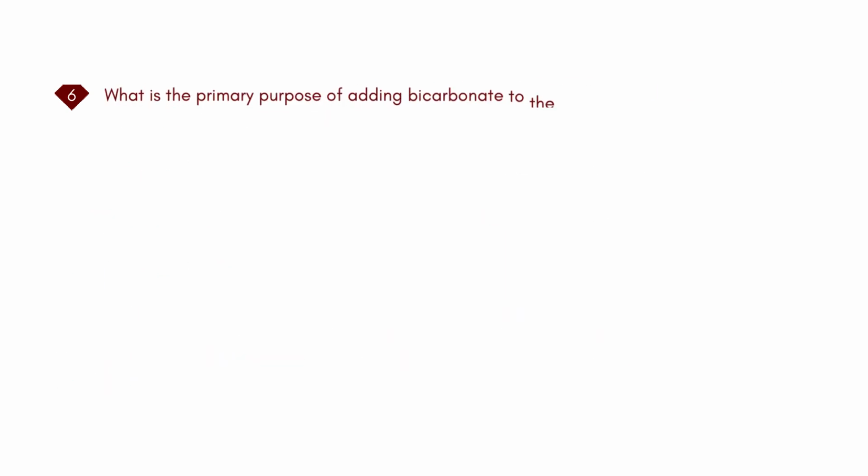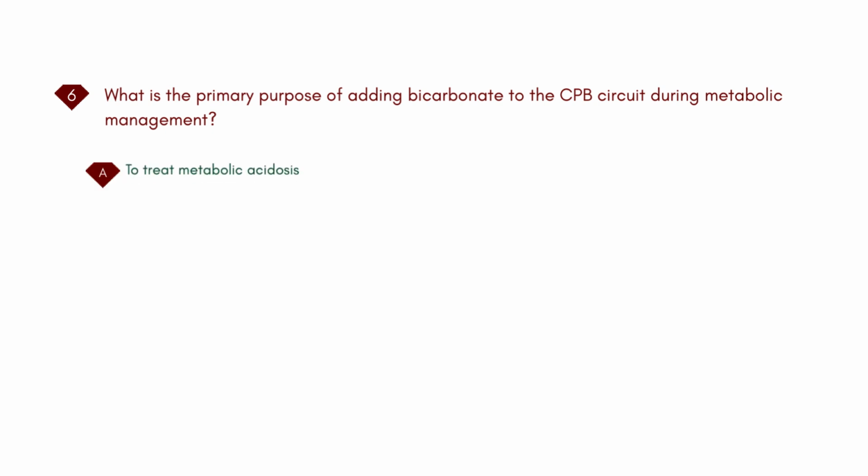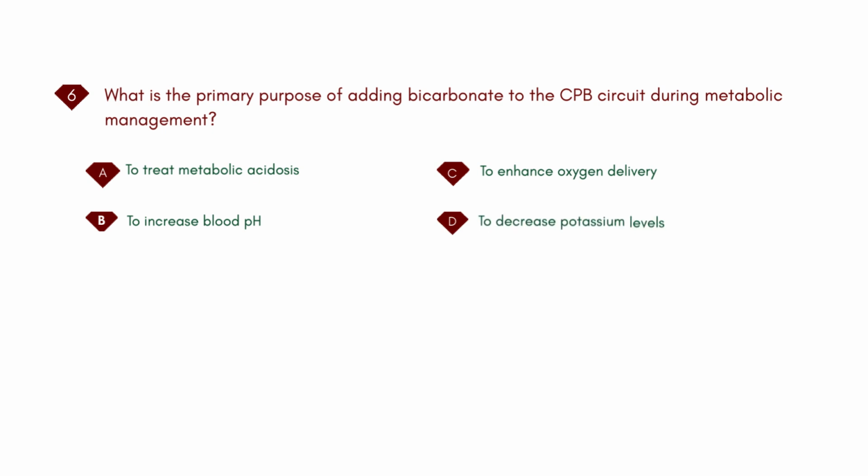What is the primary purpose of adding bicarbonate to the CPB circuit during metabolic management? A. To treat metabolic acidosis. B. To increase blood pH. C. To enhance oxygen delivery. D. To decrease potassium levels. Answer: A. To treat metabolic acidosis.